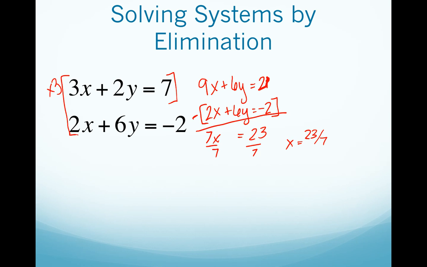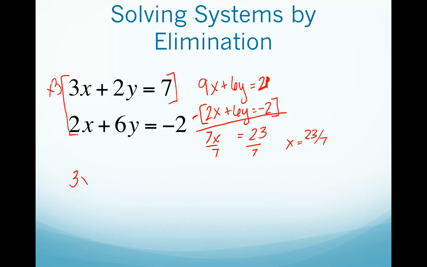Now, here's a little time-saving tip. If only one of your choices has 23 over 7 for x, then don't bother solving for y. You're done. Pick that choice and move on. If you have to solve for y, you're going to take this x value and plug it into either one of these two originals. I'll just plug it into the top one.